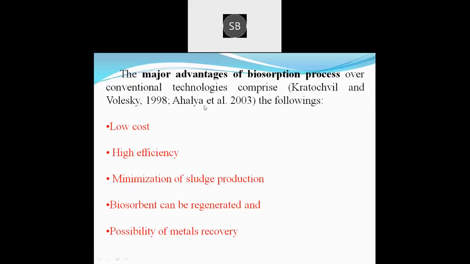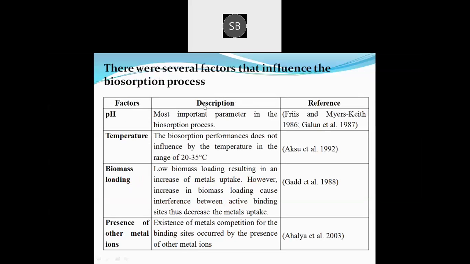Now we will see what are the factors. Madam, next slide.